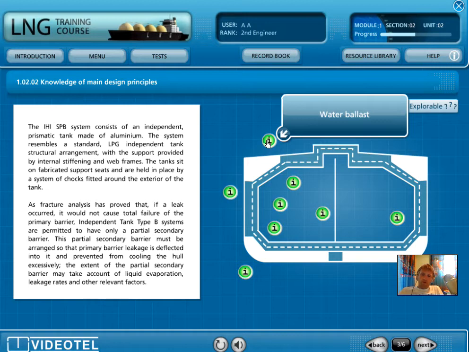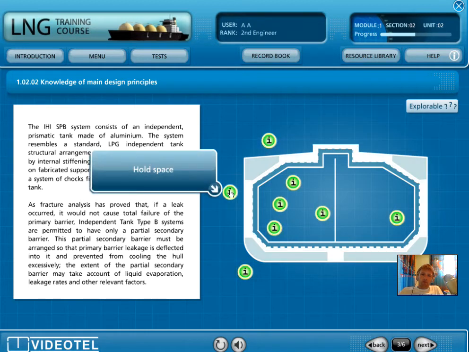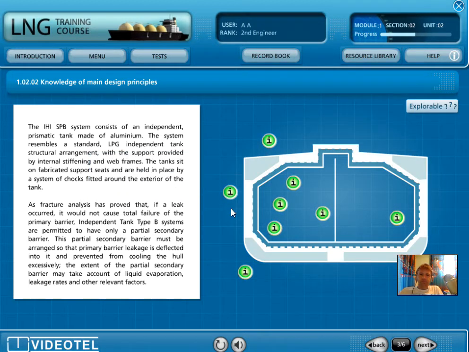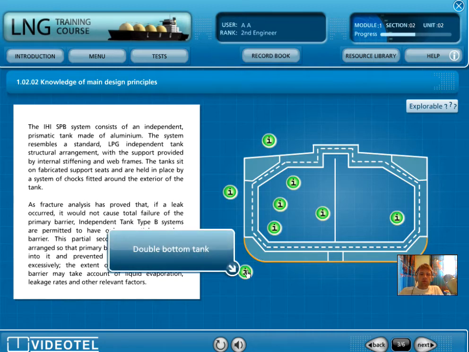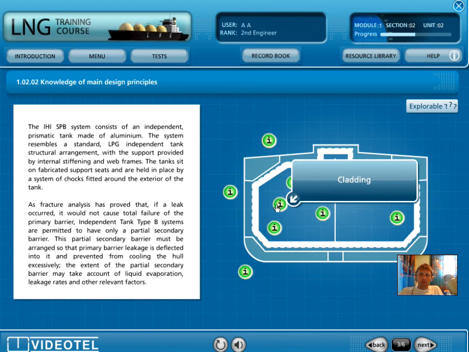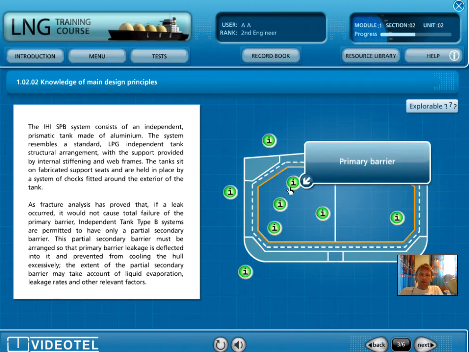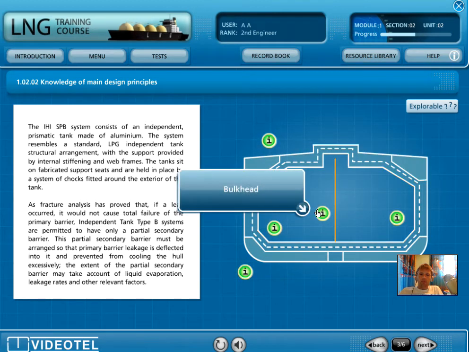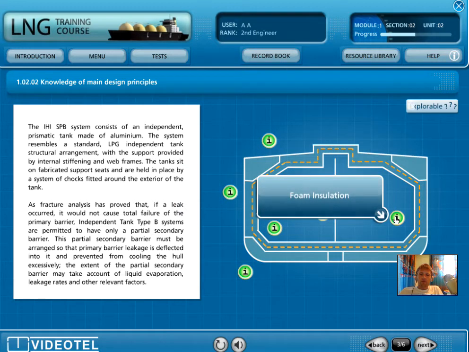Water ballast around here, hold space, double bottom tank, secondary barrier, cladding, primary barrier, bulkhead, and foam insulation.